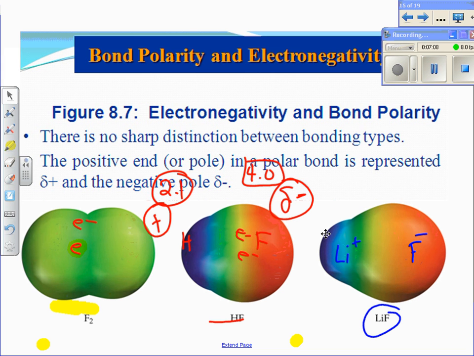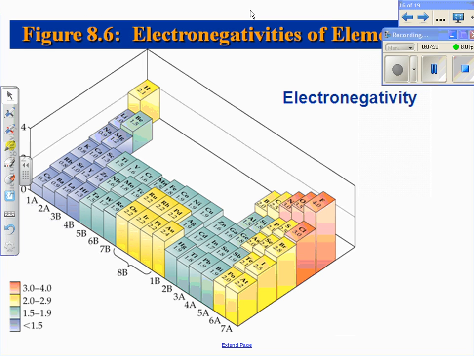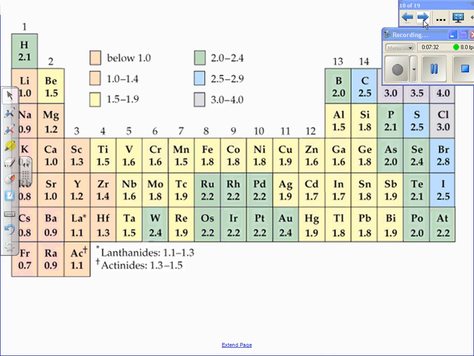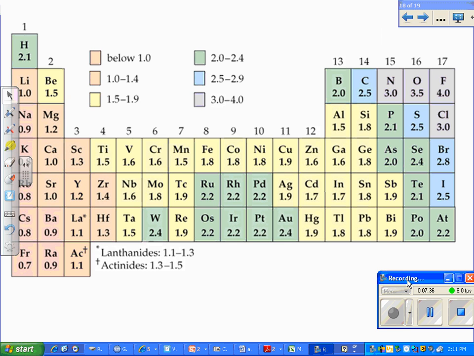That is lithium fluoride. So, here's a table of electronegativities. We talked about this in the previous chapter, that as you go this way in the periodic table, electronegativity increases. Fluorine is the most electronegative out of all the elements. In your notes that you print tonight, print out a copy of this table right here, which shows you the electronegativities of all the elements.